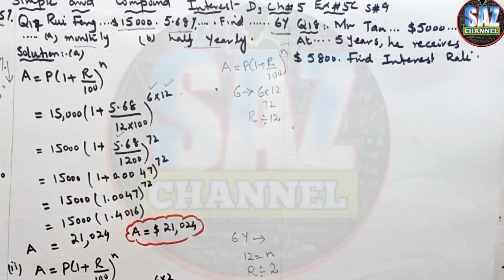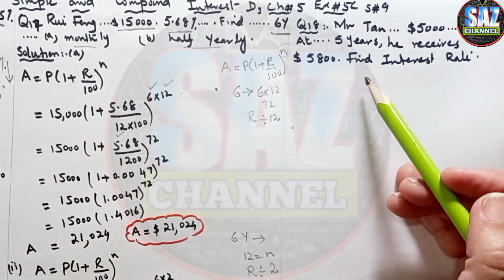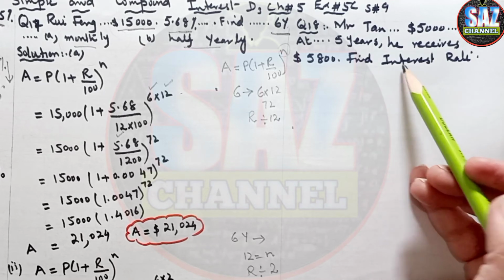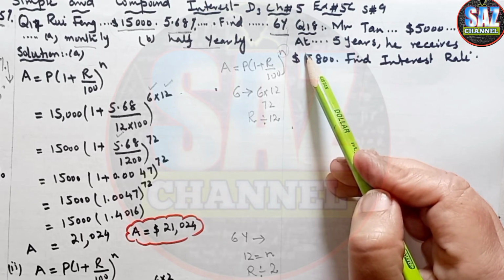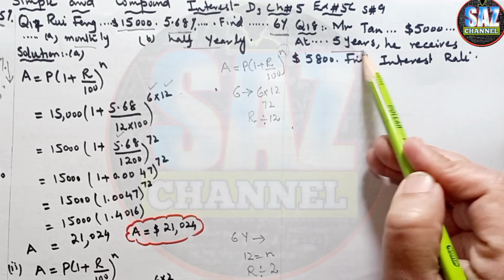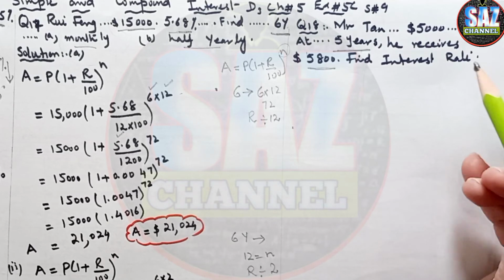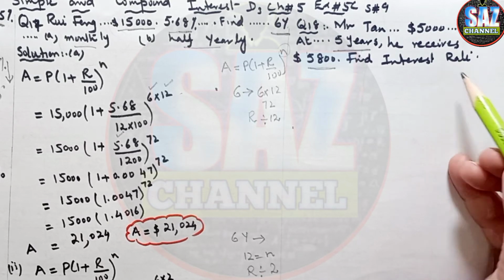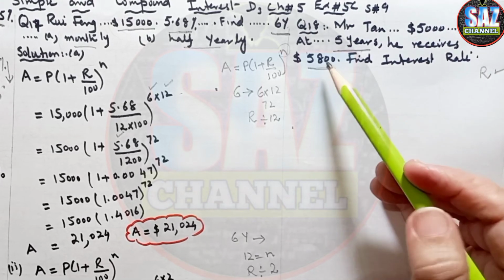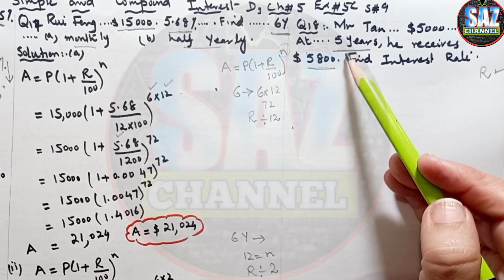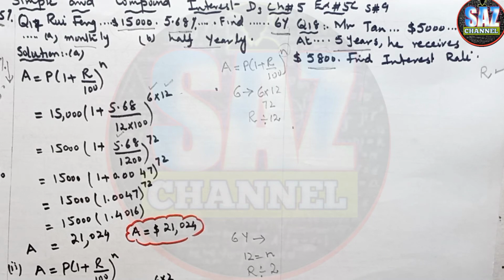Question says, Mr. Tan invested $5,000 in an endowment fund for 5 years. The fund pays an interest compounded yearly. At the end of 5 years, he receives a total amount of $5,800. Find the interest rate. It means for this question we have to find the interest rate. We are given the amount that he has after 5 years, and we are given the principal amount. So let's move to the solution of the question.